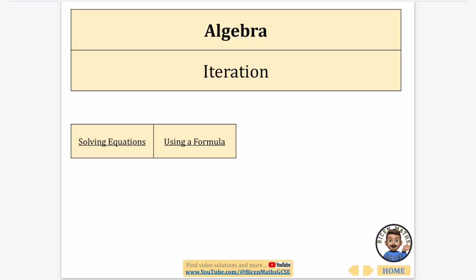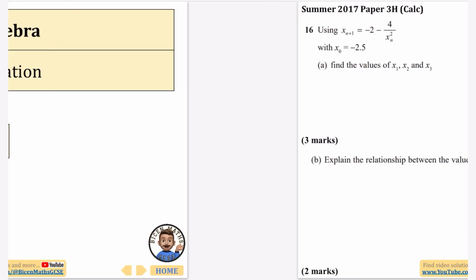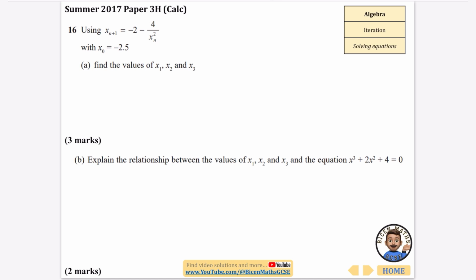We're going to start just doing the ones that are on solving equations. We'll do the using a formula separately, as it feels like a different set of questions. Now, these are always going to come up in a calculator paper, and they often give you the formula to begin with. So it says, using xn plus 1 equals minus 2 minus 4 over xn squared with x naught equals minus 2.5, find the values of x1, x2, and x3.